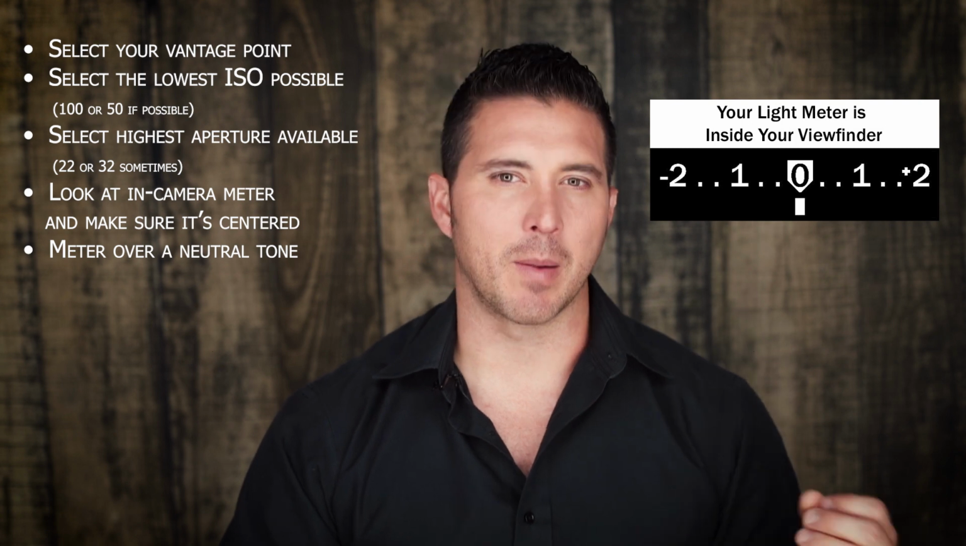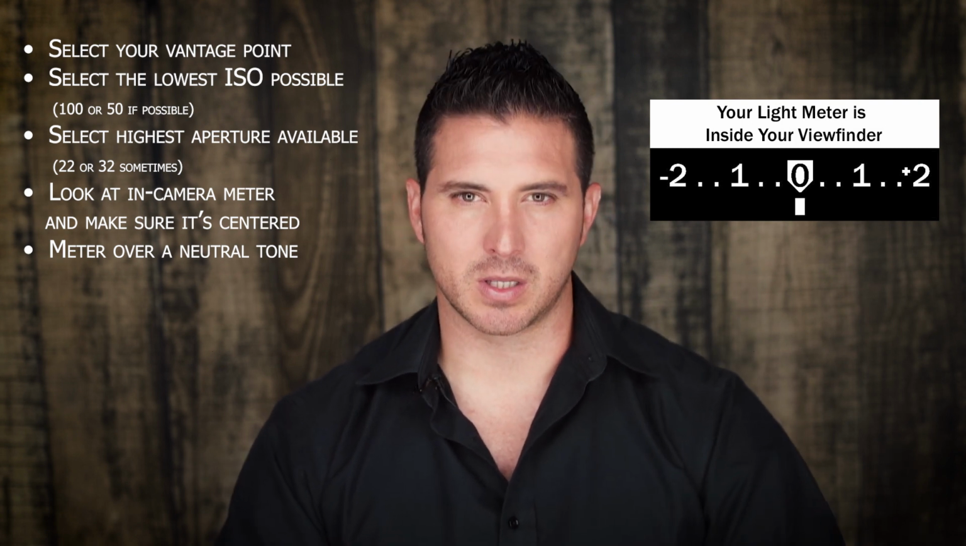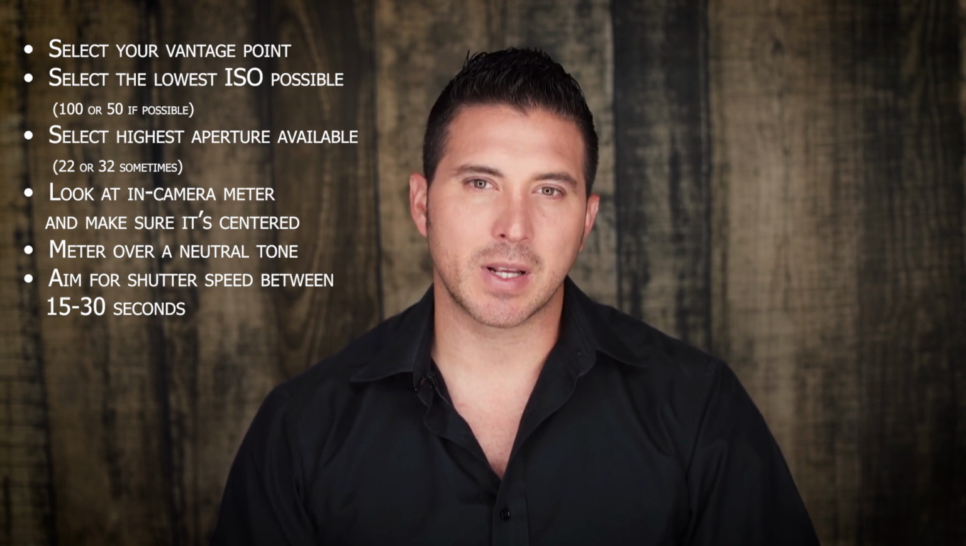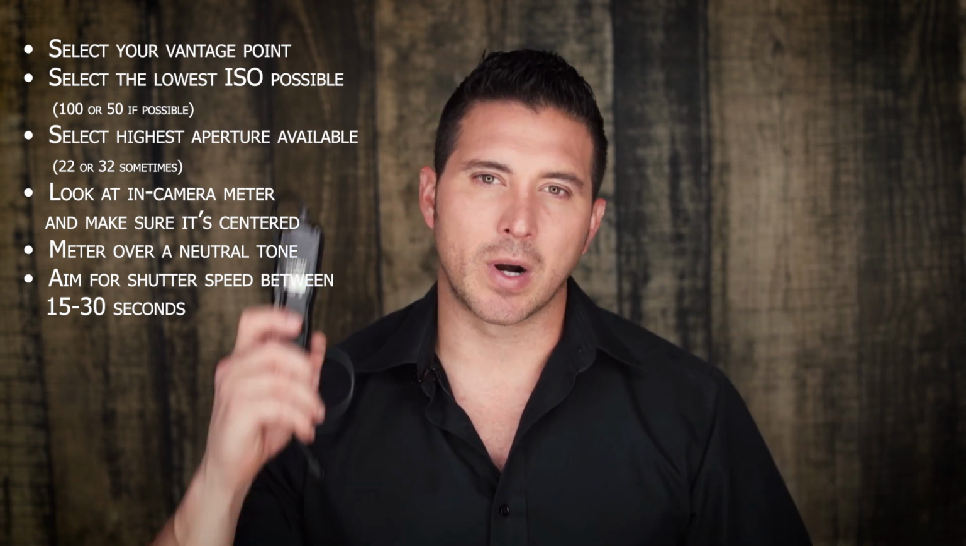Avoid metering over any bright areas or any dark areas. Hopefully the value for the shutter speed will end up being anywhere between 15 and 30 seconds. If it's less than 15, you're probably in a very bright area. And if it's more than 30 seconds that it needs, you're in a dark ballroom and you're going to need one of the previously mentioned cable release or an intervalometer to be longer than 30 seconds.